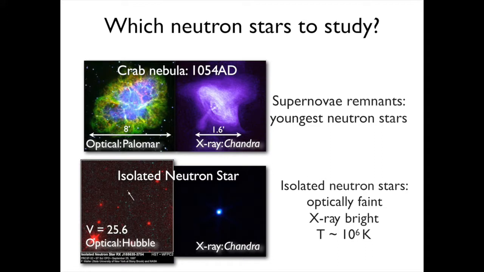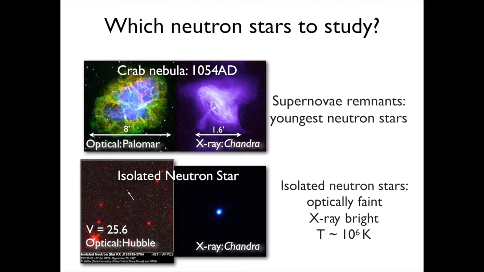So neutron stars are interesting. How do we go about observing them? We can see these in multiple places throughout the universe, of course. The youngest ones we know of are those that are formed in supernova explosions. Here is the Crab Nebula.